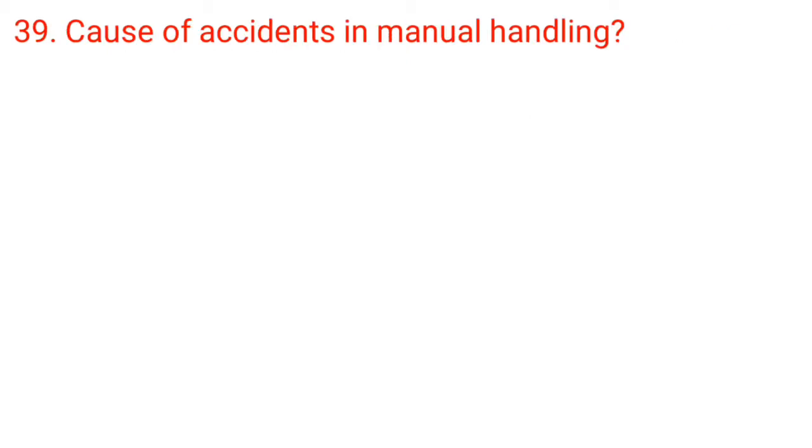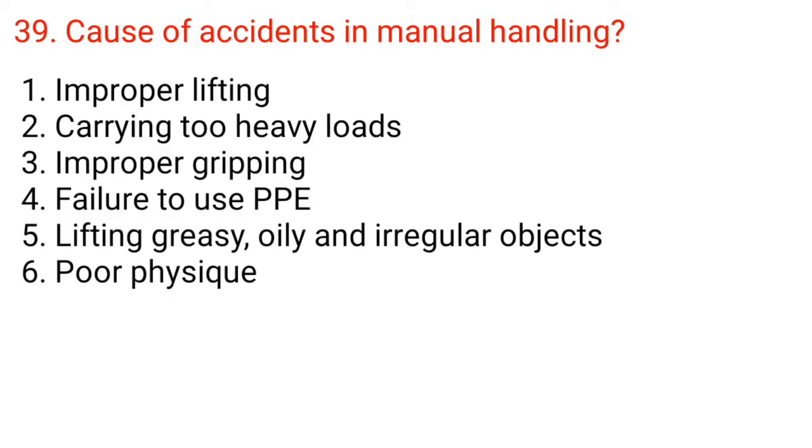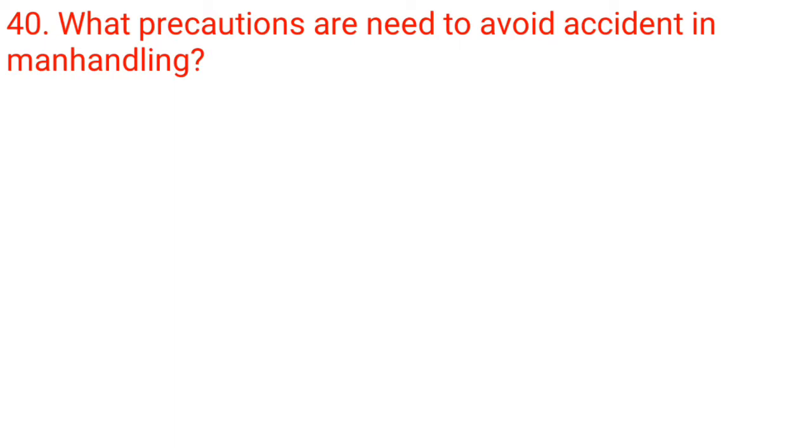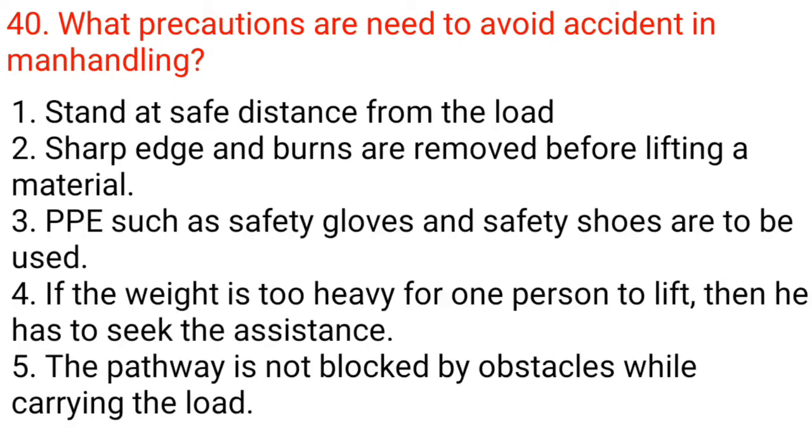39. Causes of accidents in manual handling? 1. Improper lifting. 2. Carrying too heavy loads. 3. Improper gripping. 4. Failure to use PPE. 5. Lifting greasy, oily and irregular objects. 6. Poor physique. 40. What precautions are needed to avoid accidents in manual handling?